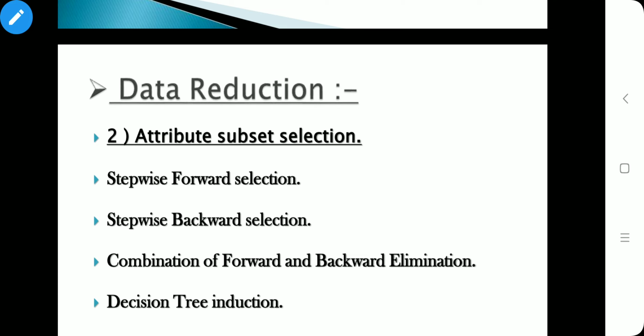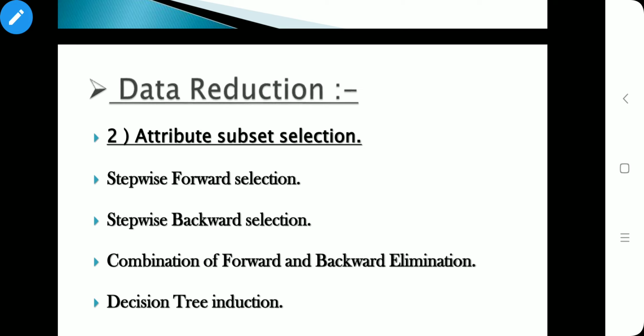Next is attribute subset selection. Attribute subset selection reduces the data set size by removing the irrelevant or redundant attributes. For example, in our AllElectronics shop, we want to predict whether the customer will buy the popular CD or not. In that case, the mobile number attribute is the irrelevant attribute for that purpose, but the name as well as the music taste of that customer is the relevant attribute.